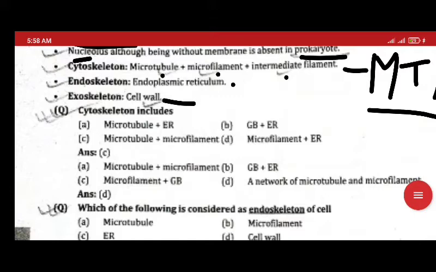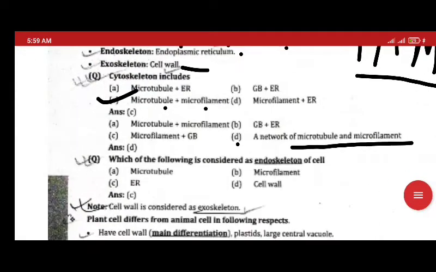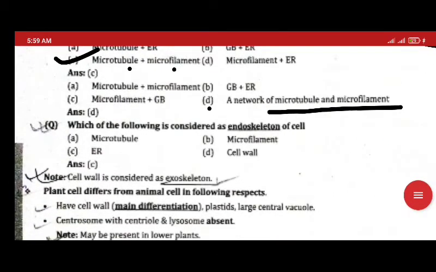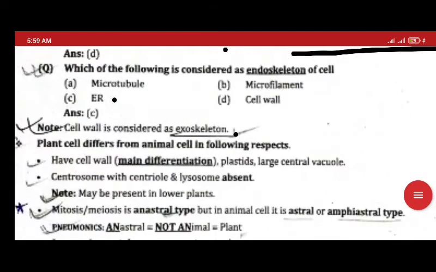So where it includes MF, MT, and where is that F? F is not given, so C should be the answer. Okay, so C is the answer. Now here also we can say, network of microtubules and microfilaments. Which of the following is considered endoskeleton? So endoskeleton here. Now cell wall is considered as exoskeleton.